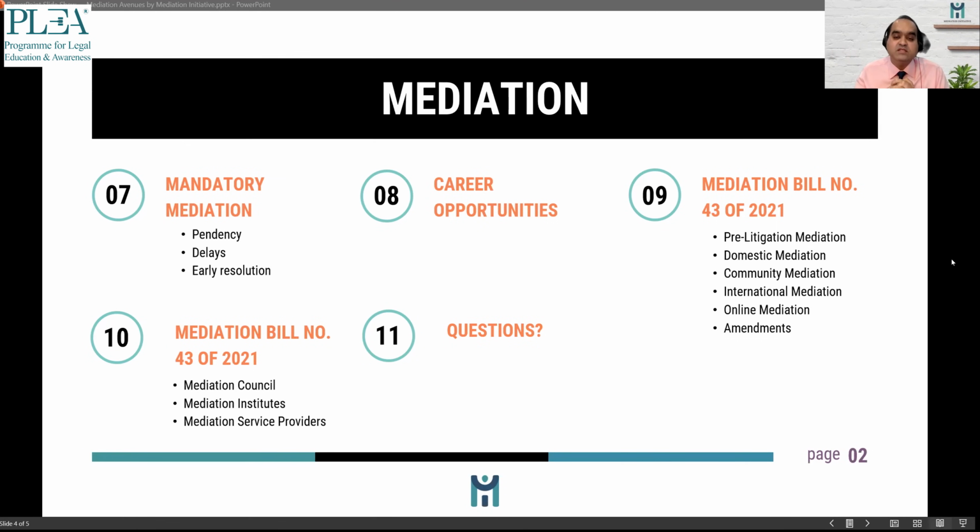Then we have mediation institutes. Now, these institutes will primarily be responsible for providing mediation related training and education. Again, the rules and regulations and the criteria have not yet been specified. We'll have to see what happens related to that.